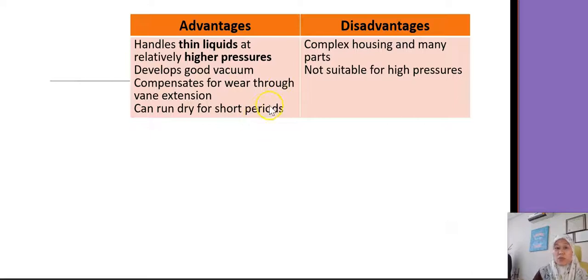Okay, before we look at the advantages and disadvantages, the application: it handles thin liquid, because it is a single rotor, it needs thin liquid at relatively high pressure. The speed is slow but it can maintain high pressure. So it is suitable for gas. It develops a good vacuum and can dry run for a short period. Disadvantages: complex housing and many parts, because it has many parts. You see the slots earlier. And it is not suitable for very high pressure, because it is a single rotor.